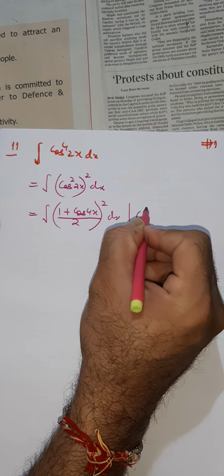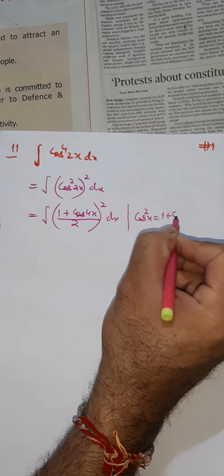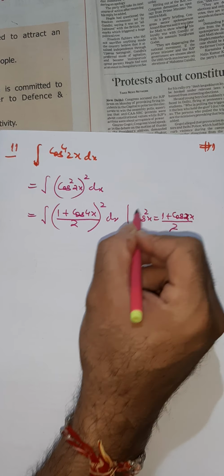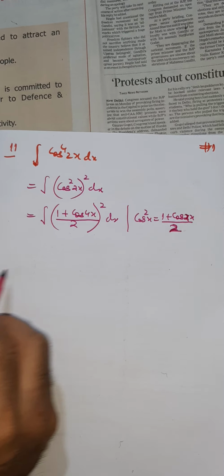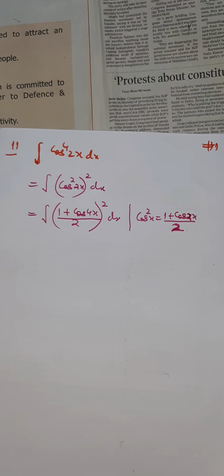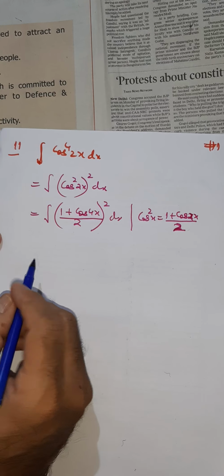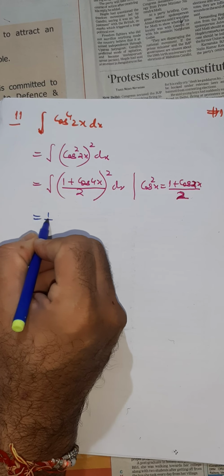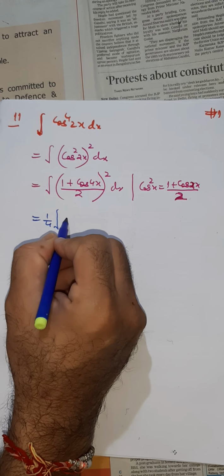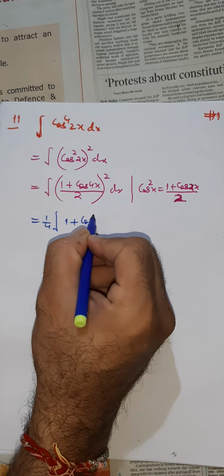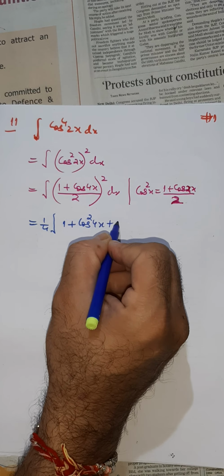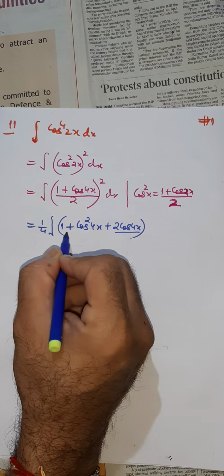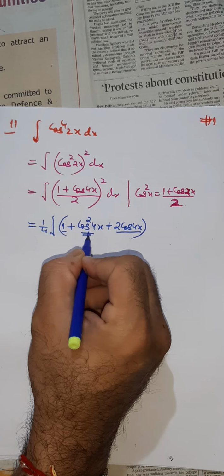You have used this formula, you know cos square x equals to 1 plus cos 2x the whole by 2. Double angle formula, one of the points to remember. You know this. Okay, now we expand this. You know this cannot be integrated, so I'll expand this. 1 upon 4 I'll keep outside. This is 1 plus, here you have cos square 4x plus middle term twice cosine 4x. Now you know this can be integrated, this can be integrated, but not this one.